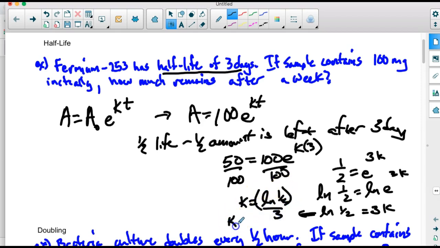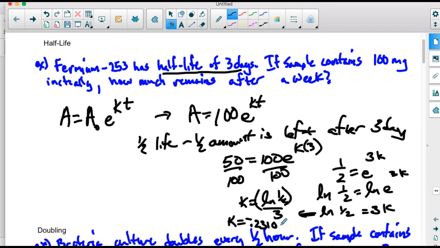Okay, so let's figure out what k is using our calculator. Natural log of 1/2 divided by 3 is negative 0.2. I'm going to carry this out to 4 decimal places. Negative 0.2310.